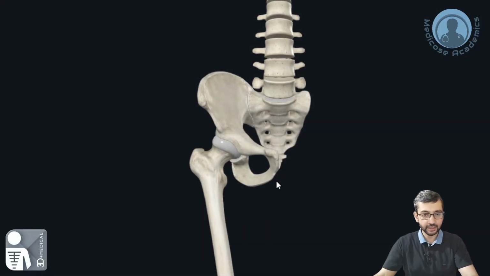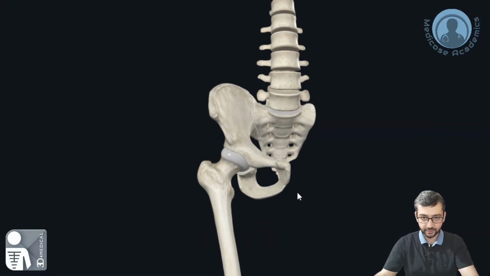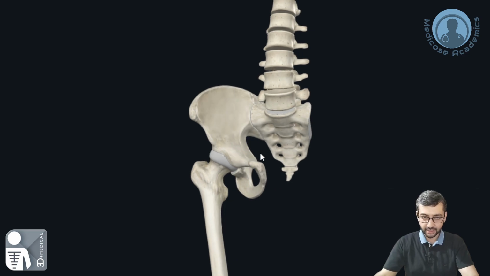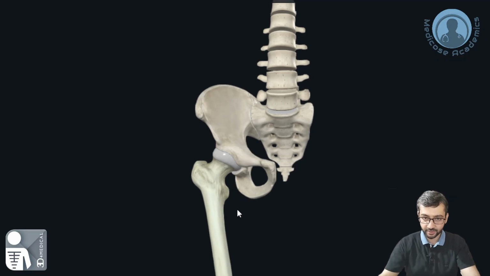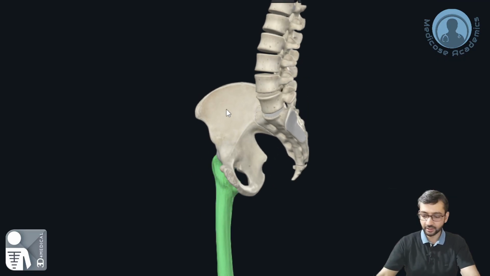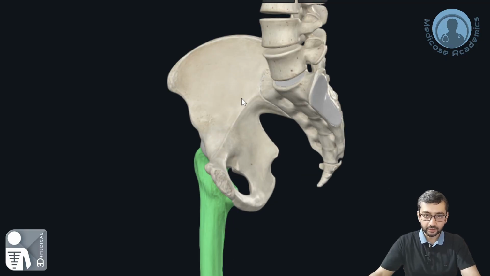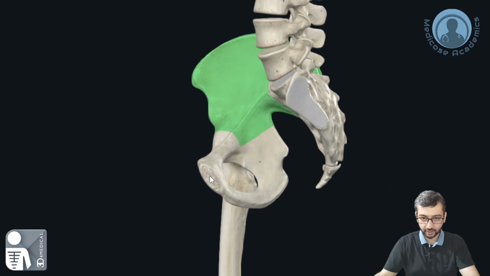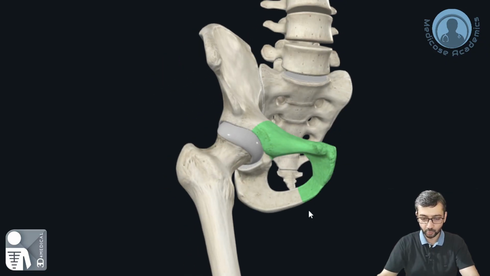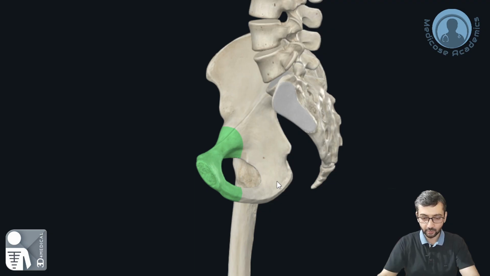So here is the hip bone in its position. It is present between the sacrum here and the femur here. The hip bone of the opposite side has been removed, and it has three parts. The one that is on the top is the ilium. The one on the bottom and front is the pubis, and the one that is down and back is the ischium.